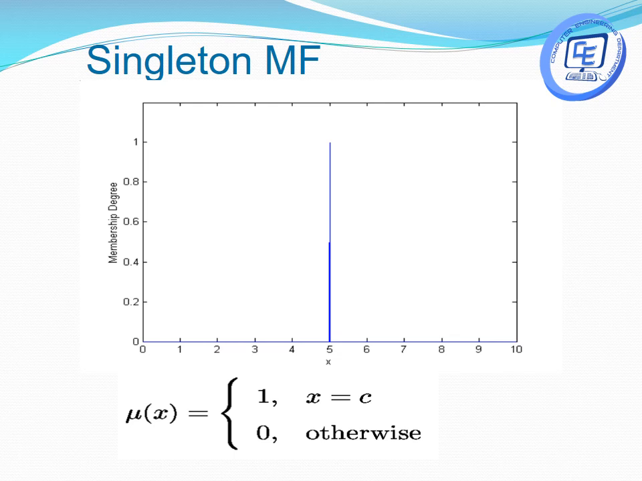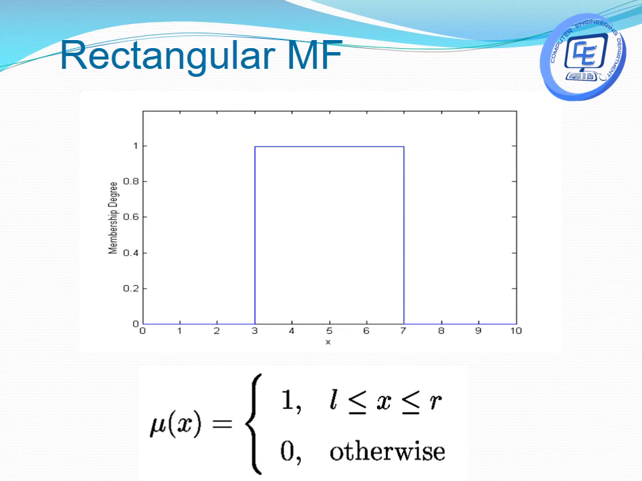That's why the line is on number 5, which is parallel to the y-axis, and this is called singleton membership. Next is rectangular membership functions. As the name suggests, it is rectangular. If the range is given, say for example 3 to 7, so x is in between 3 to 7, then it will be 1, otherwise it will be 0.